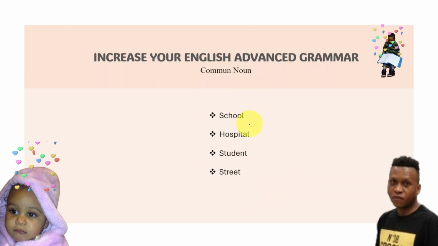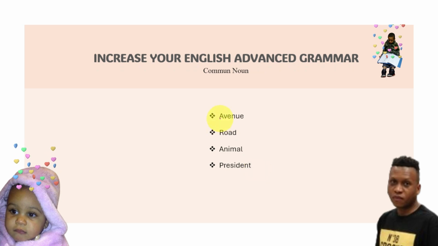The common noun, if you hear school, is not a proper noun. Okay, but in case you hear Saint Charles, that's when it becomes a proper noun. So the school is a common noun. Hospital, student, street, church. Okay, we come here. Avenue, road, animal, president. These are the common nouns. So when you write the common noun, there is no capital letter. This one I just put like this for you guys to understand.